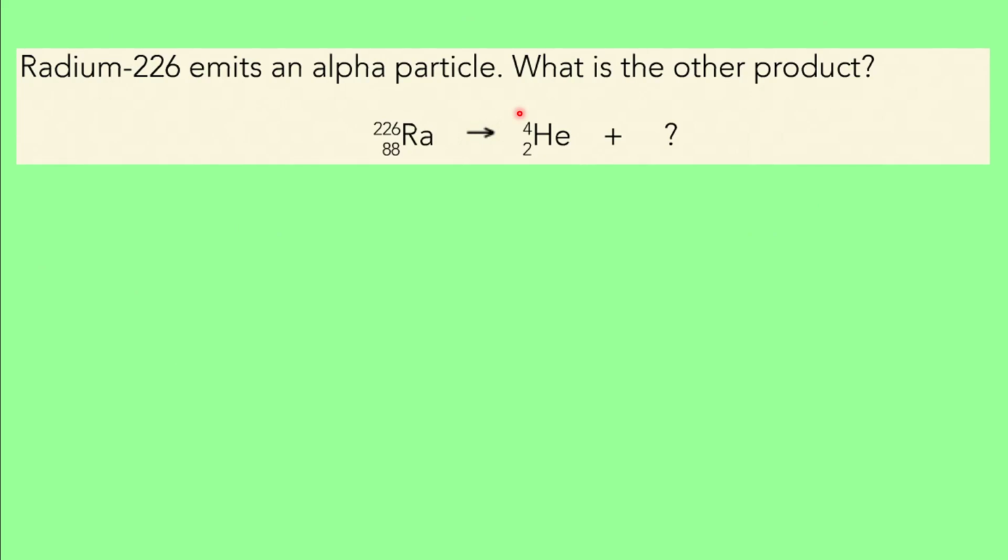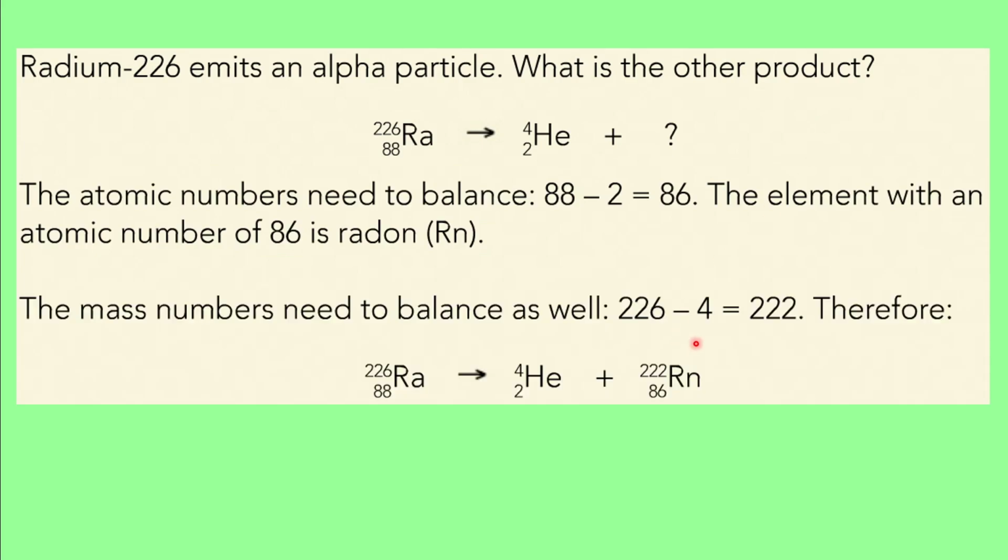So here's another question for you to try. Radium-226 emits an alpha particle. What is the other product? Pause the video and see if you can do this question. Okay, so hopefully you ended up with radon-222 and 86, because 2 plus 86 is 88, and 222 plus 4 is 226. Remember, the numbers have to equal on both sides.